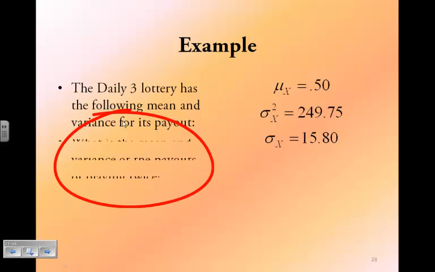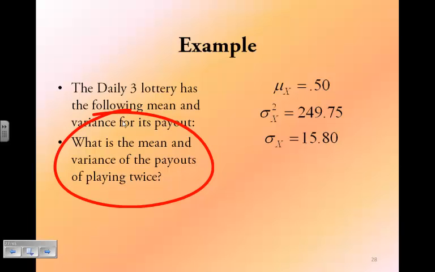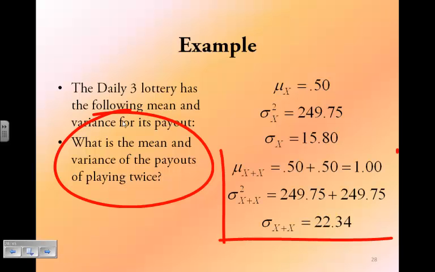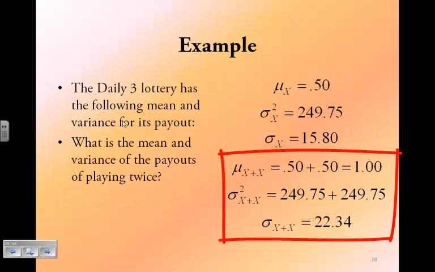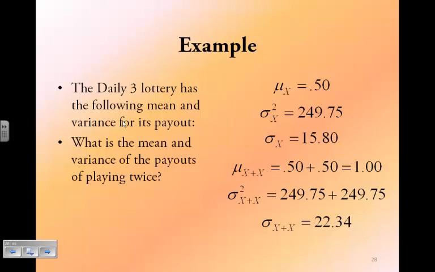Okay. What would be the mean and the variance of the payouts if you were to play twice? Well, you would have two different means, and you're playing twice, so x plus x. So means add. You can simply add 0.50 plus 0.50, so your mean is $1 if you play twice. Variances also add, so you would take your variance, which we calculated at 249.75, and add those together.